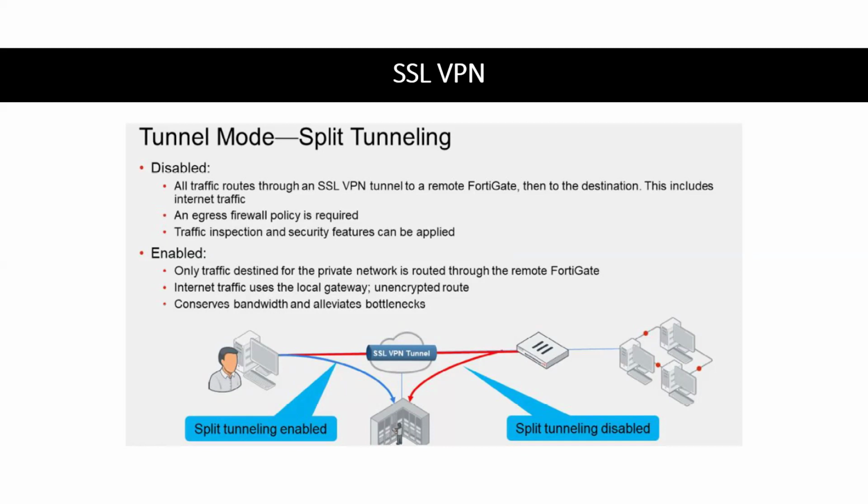So if they have to go to YouTube, Amazon, or what have you, it is routed across the SSL VPN tunnel. It's not sent to the internet to go directly there. It's sent through the SSL VPN tunnel to that FortiGate. Then the FortiGate is going to route that traffic out to the internet.